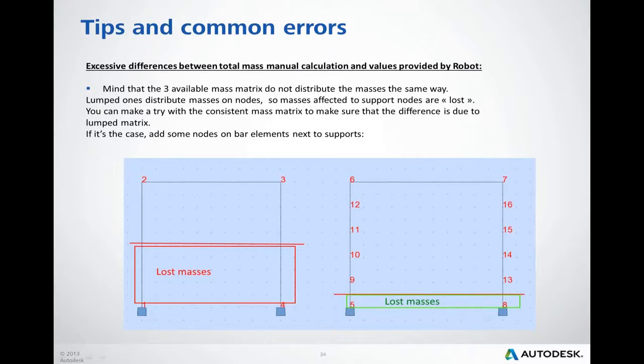Some tips and common errors you can use while looking at seismic and modal analysis in Robot. Mind that the 3 available mass matrices do not distribute these masses in the same way. Lumped ones distribute masses on nodes, so masses affected to the support nodes are lost. You can try a consistent mass matrix to make sure that the difference is due to the lumped matrix. If it's the case, one can add additional nodes along the bar elements near the supports to lose a smaller value of masses.